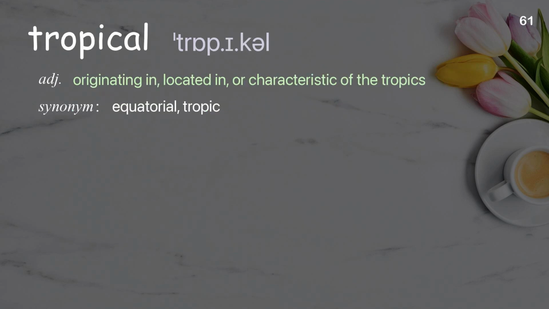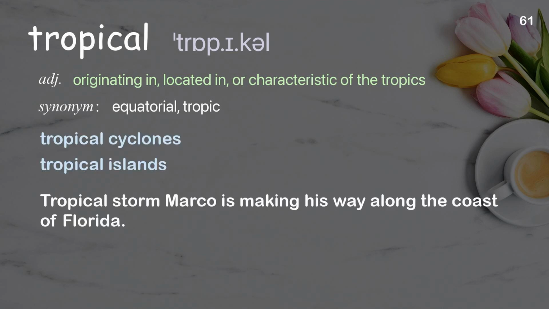Tropical. Originating in, located in, or characteristic of the tropics. Examples: Tropical cyclones. Tropical islands. Tropical storm Marco is making his way along the coast of Florida.